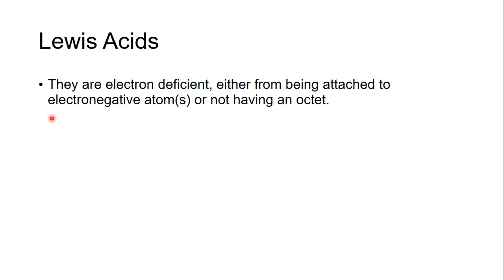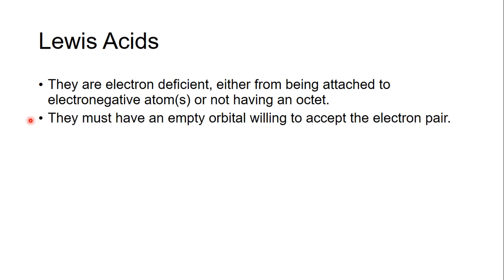Like I said, Lewis acids accept electrons, therefore they are probably electron deficient. That is, they don't have enough electrons. This could be because they're attached to a highly electronegative atom, and that electronegative atom is stealing electrons, or the atom just doesn't have a full octet. And so you need to have an empty orbital, and this empty orbital has to want to accept these electrons to be an acid. An example would be hydrogen plus.